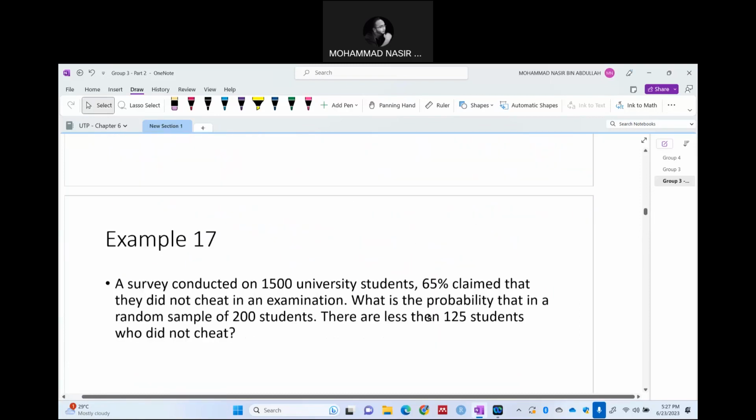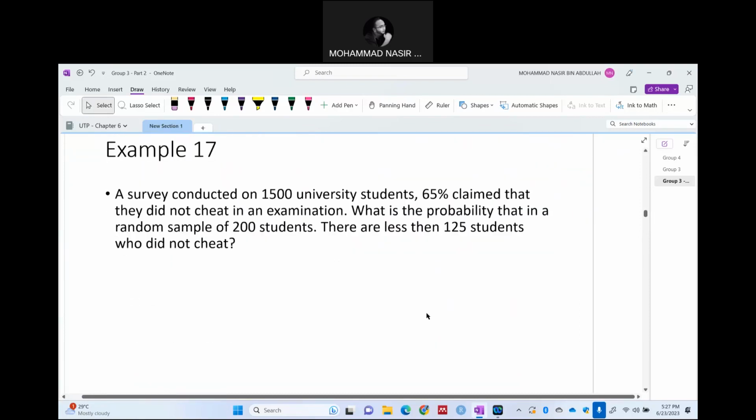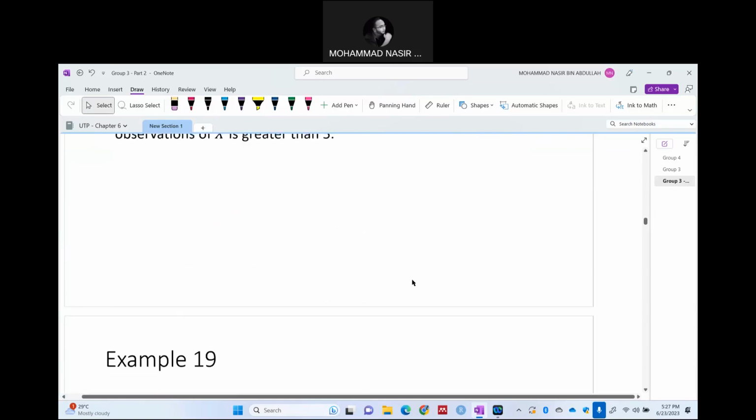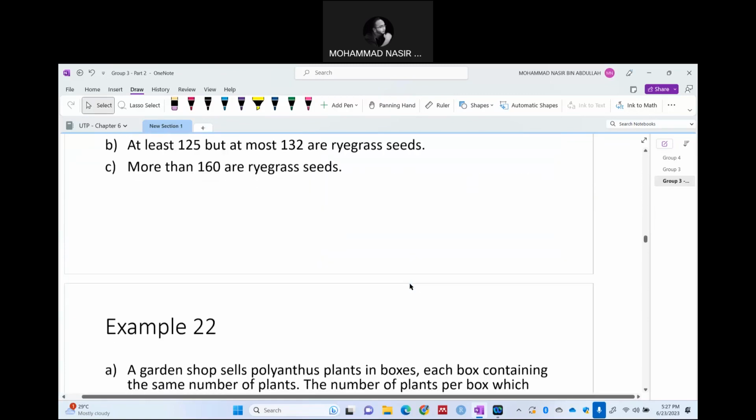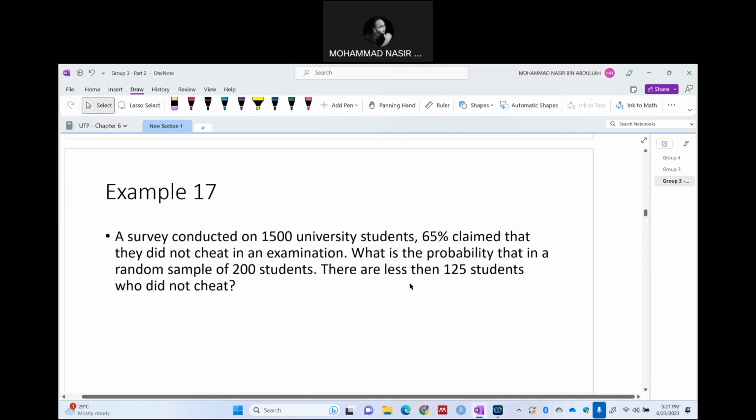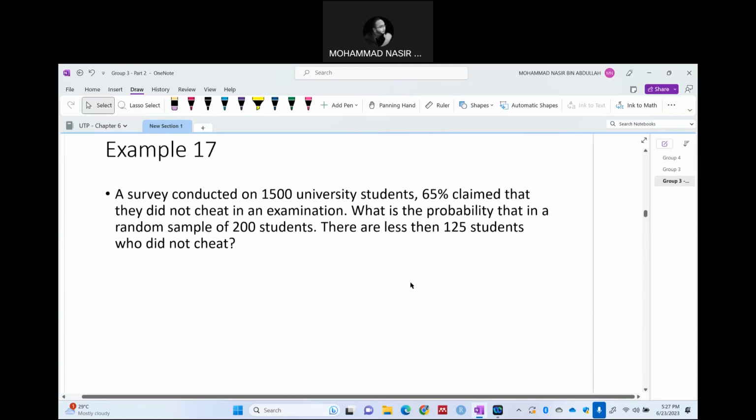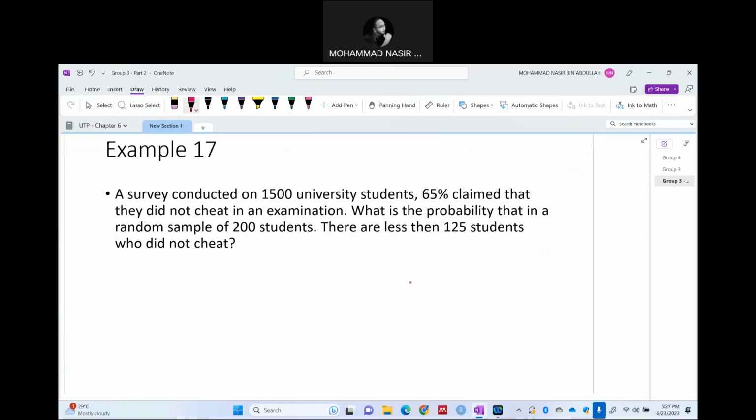Okay. So now let's look at example number 17. How many examples do we have? 17, 18, 19. Okay. Example 17. This is a simple example. Can you do it by yourself? Yeah. Tell me the answer.